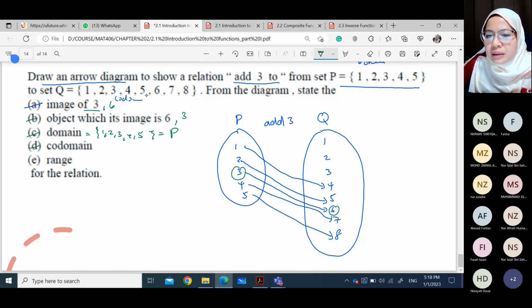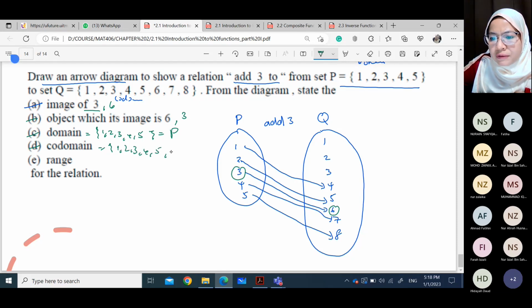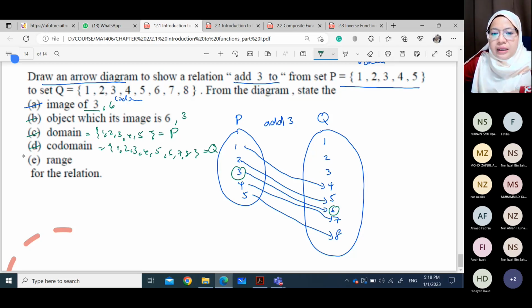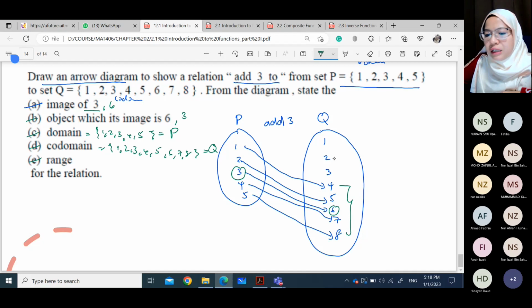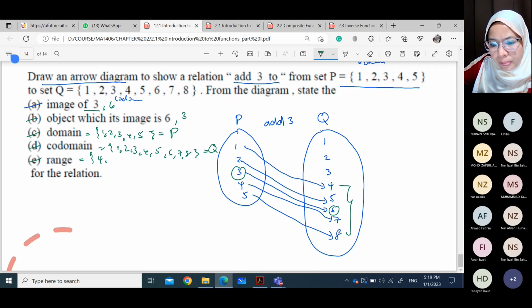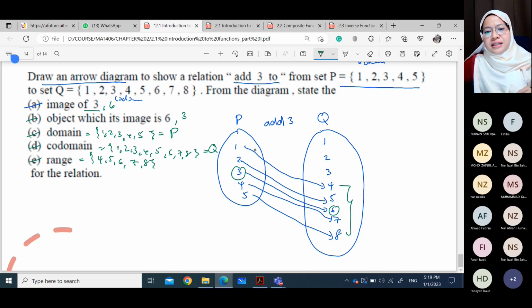Alright. And then codomain. So codomain apa semua yang berada di dalam Q itu kita panggil sebagai codomain, which is 1, 2, 3, 4, 5, 6, 7 and 8. Ataupun kita boleh tulis Q, set Q. So set Q is a codomain. And then range yang ini 4, 5, 6, 7 and 8. Yang mana dia map dengan objek itu adalah range. So range adalah 4, 5, 6, 7 and 8. Itu range dia. Okay.